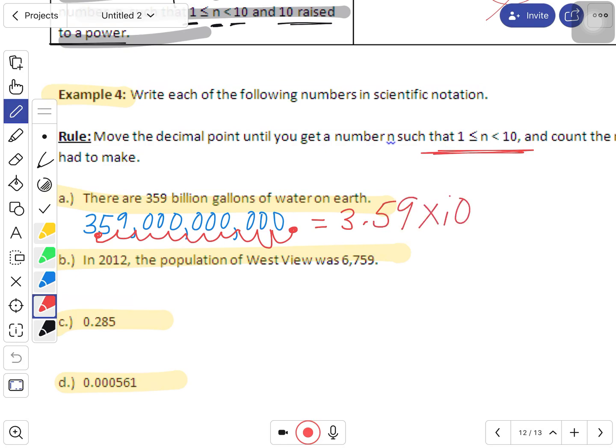And then I just count the number of moves I make, and that becomes my power of 10. So I got how many swooshes here? 1, 2, 3, 4, 5, 6, 7, 8, 9, 10, 11 swooshes. So 3.59 times 10 to the 11th power.